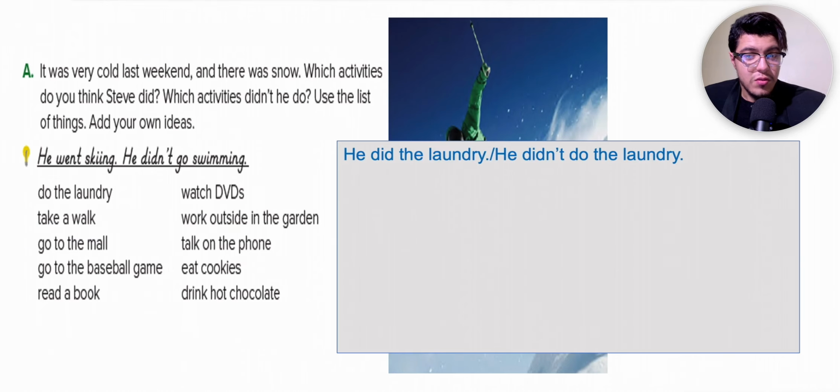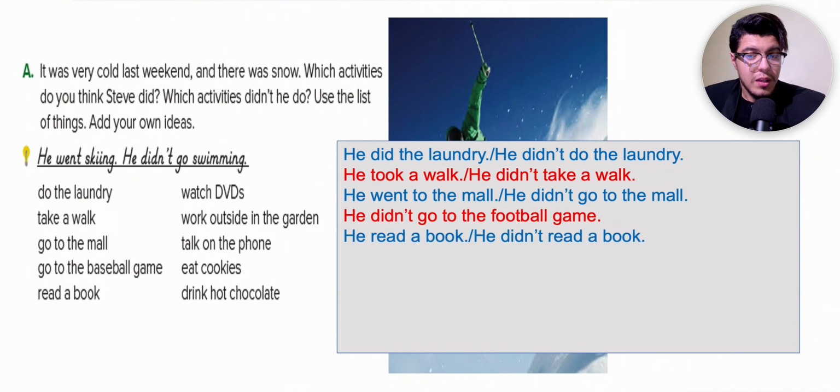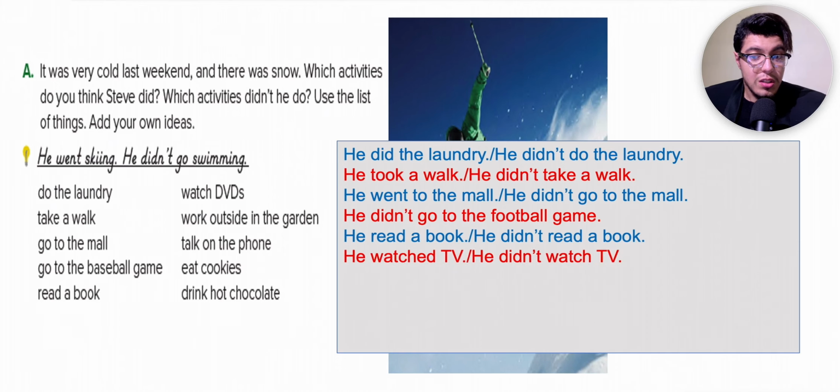He did the laundry. He didn't do the laundry. He took a walk. He didn't take a walk. He went to the mall. He didn't go to the mall. He didn't go to the football game. He read a book. He didn't read a book. He watched TV. He didn't watch TV.